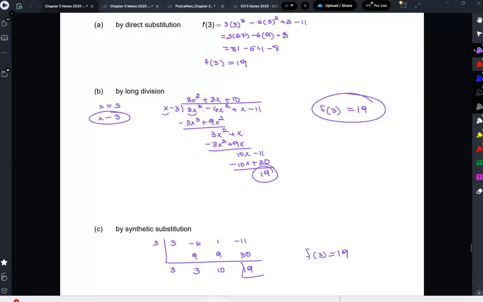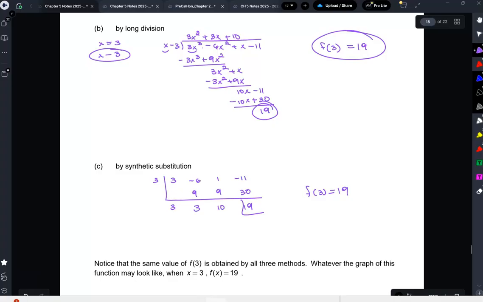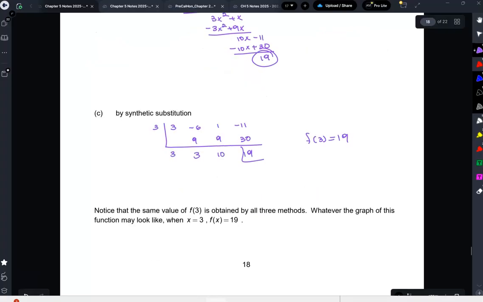Correct, because we were finding f of 3. What if you wanted to find f of negative 18? What would you have done then? Were you really going to square? If you don't have a calculator or whatever, you're not going to be doing 18 cubed and 18 squared. This, however, is a lot more efficient. Okay.